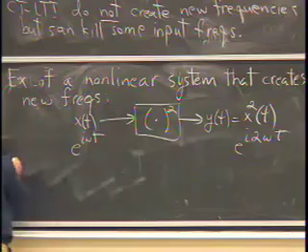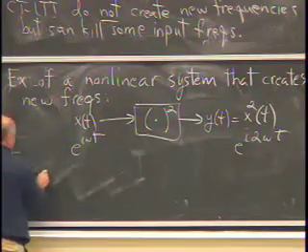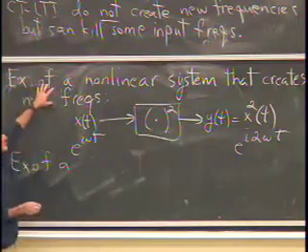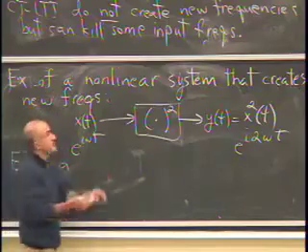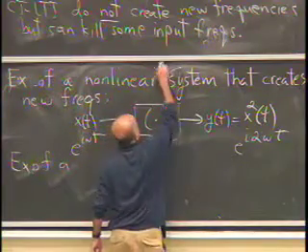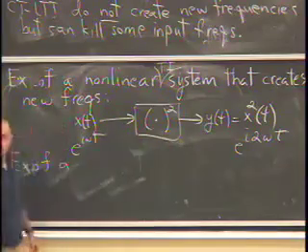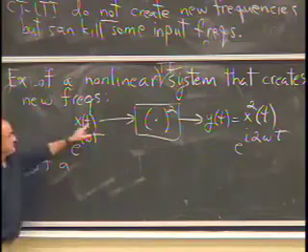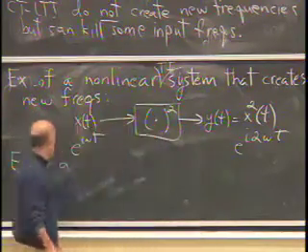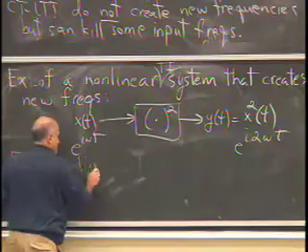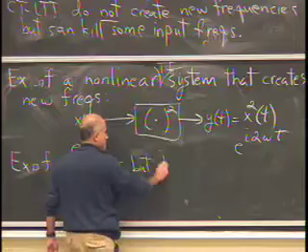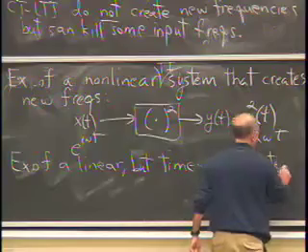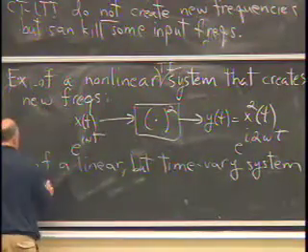Can you give me an example of a time-varying system? So this is actually interesting. This is an example of a nonlinear time-invariant system. The squarer is time invariant. You shift the input, you shift the output. Example of a linear but time varying system that creates new frequencies.